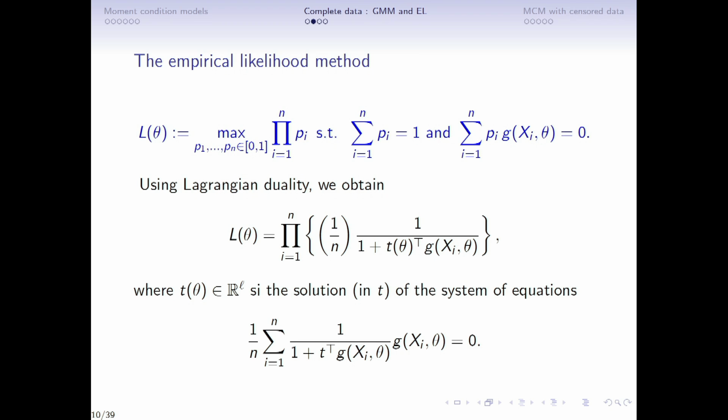So we have to maximize over all discrete distributions supported by the data which satisfy this linear constraint. If we consider the log likelihood, we just have to maximize a concave function on the simplex over all linear constraints. So we can use classical Lagrange arguments, and we can compute the maximum here, and we obtain this quantity where t(theta) is the solution of this nonlinear convex system of equations.